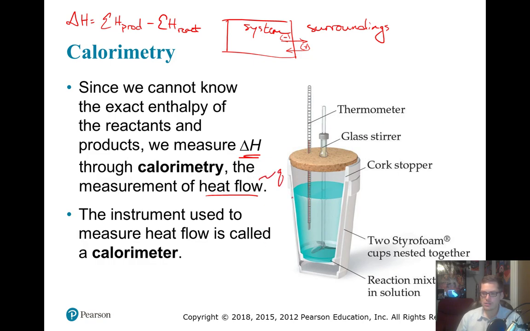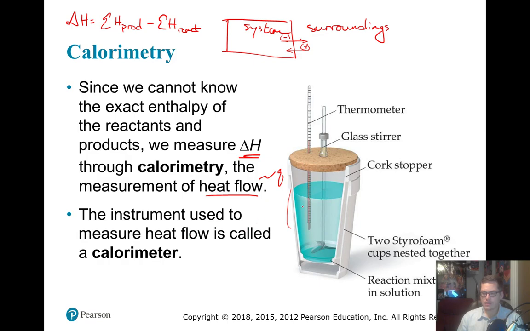Anyway, this is a picture of a very basic calorimeter, kind of close to what we'll use in class. We've got 2 styrofoam cups and a solution, something to stir it, and a thermometer to measure the temperature change. Essentially, we mix everything together and read how much the temperature goes up. It's pretty easy.